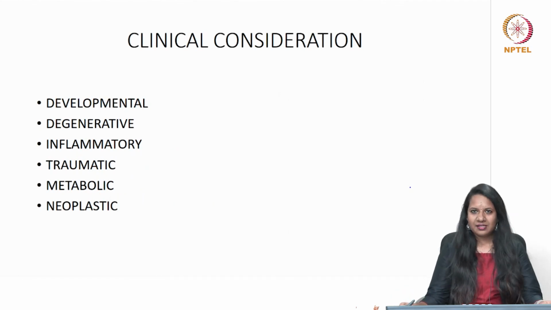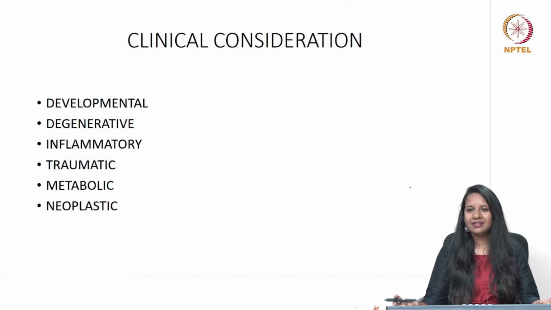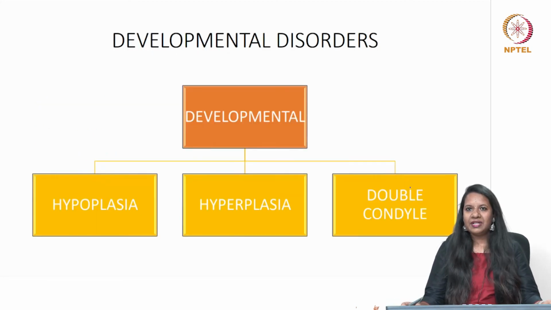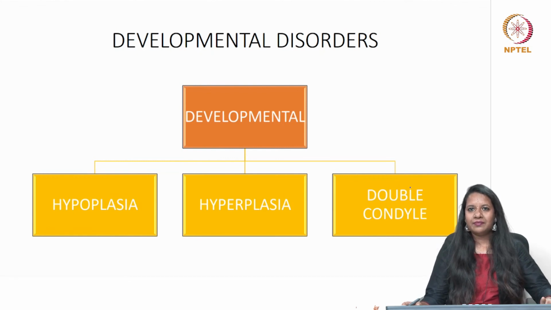Moving to the clinical considerations, what are all the pathologies that occur in the TMJ? It could be developmental, degenerative, inflammatory, traumatic, metabolic or neoplastic. Under developmental disorders, we have hypoplasia, hyperplasia or double condyle.